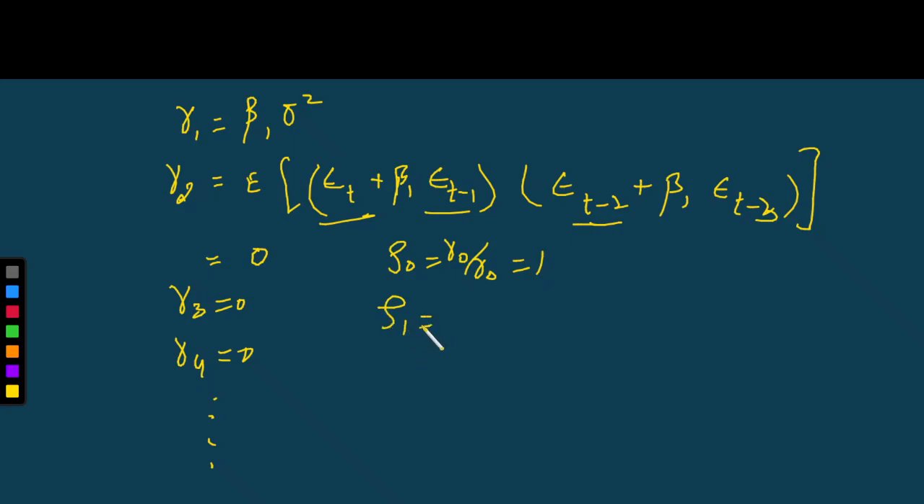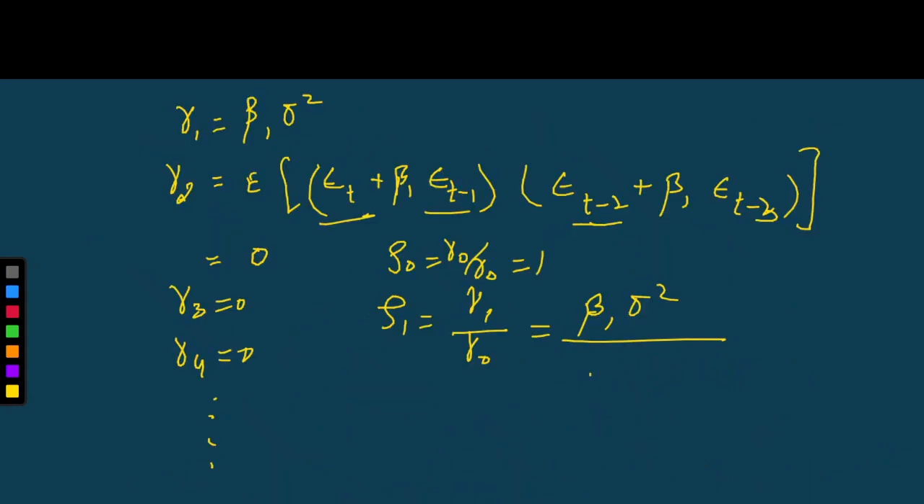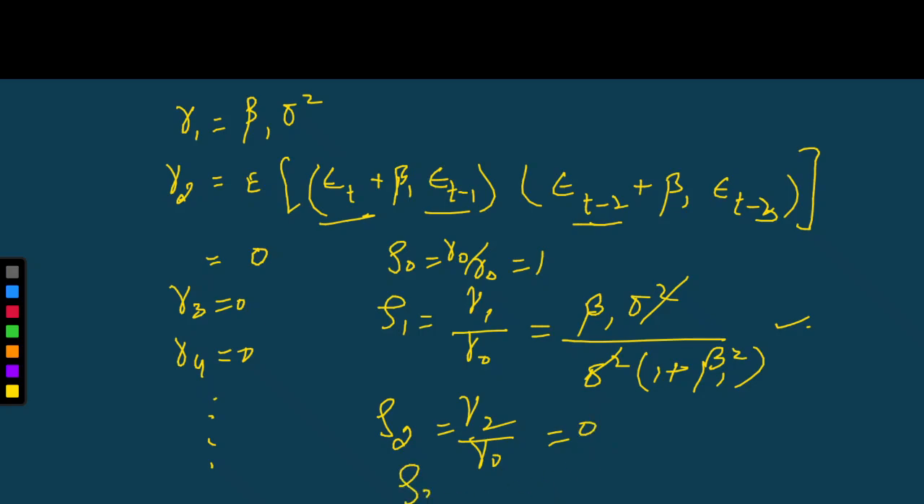Rho 1 is gamma 1 over gamma naught. Gamma 1 is beta 1 sigma squared, whereas gamma naught we have calculated on the previous slide, that was equal to sigma squared times 1 plus beta 1 squared. So the sigma squared will cancel out, leaving rho 1 equal to beta 1 over 1 plus beta 1 squared. What will be rho 2? Rho 2 will be equal to gamma 2 over gamma naught, but gamma 2 is 0, so rho 2 is 0, and rho 3 is equal to 0.